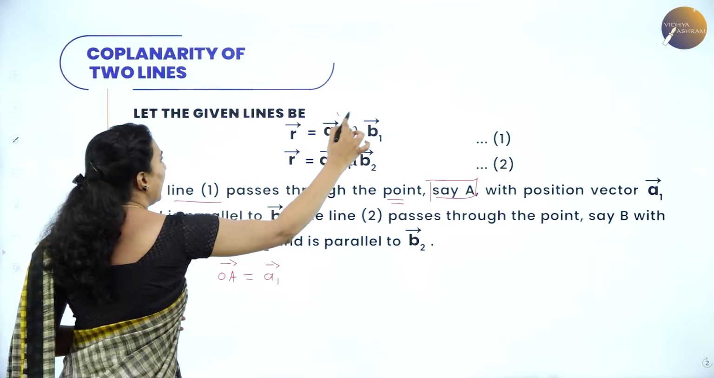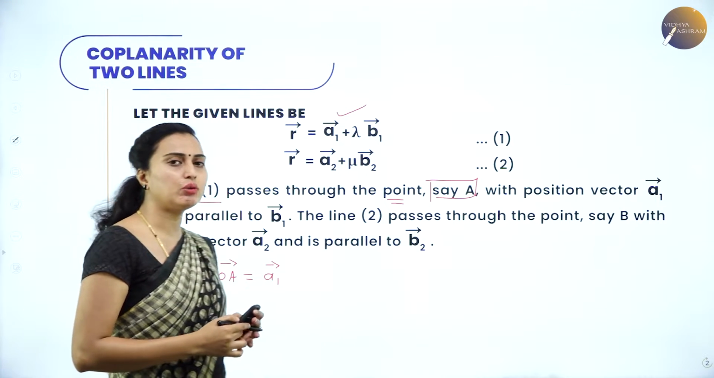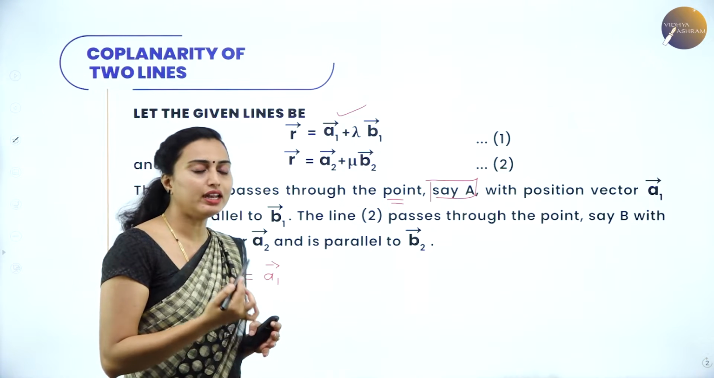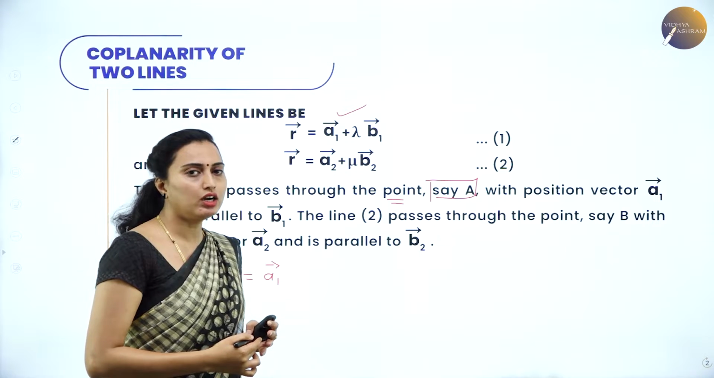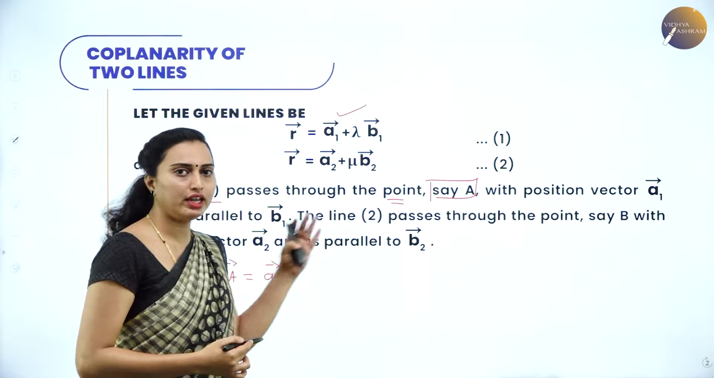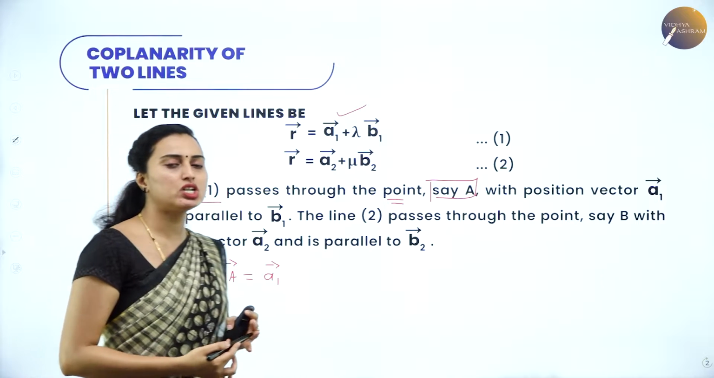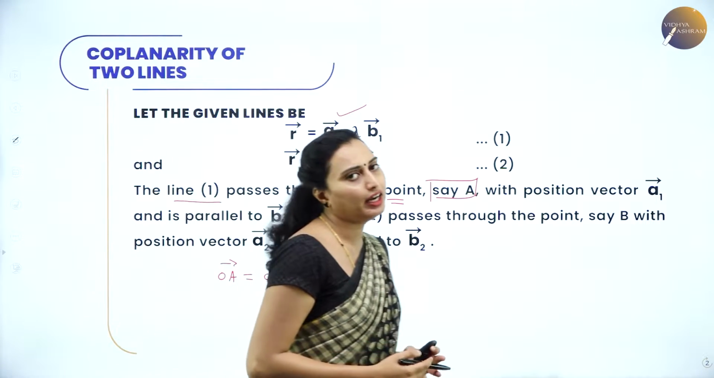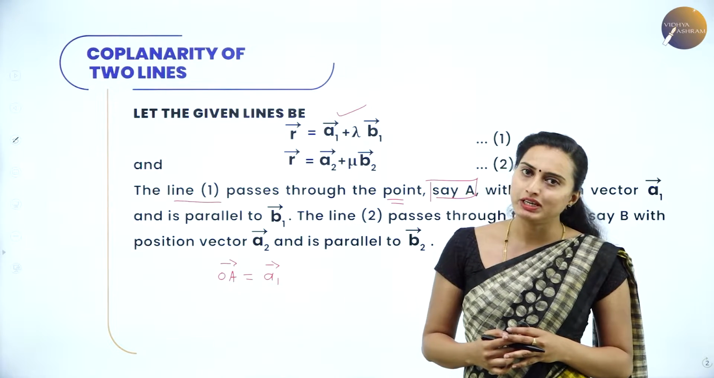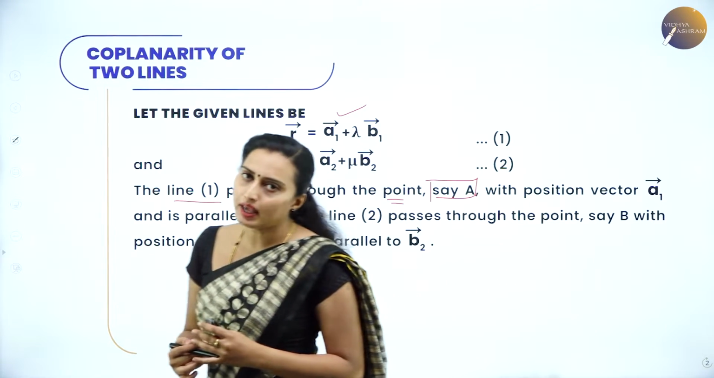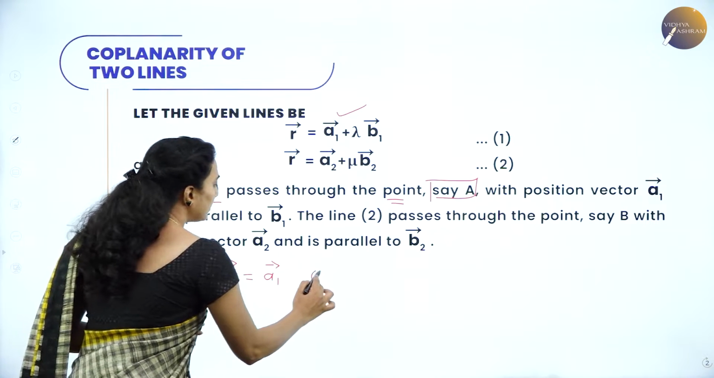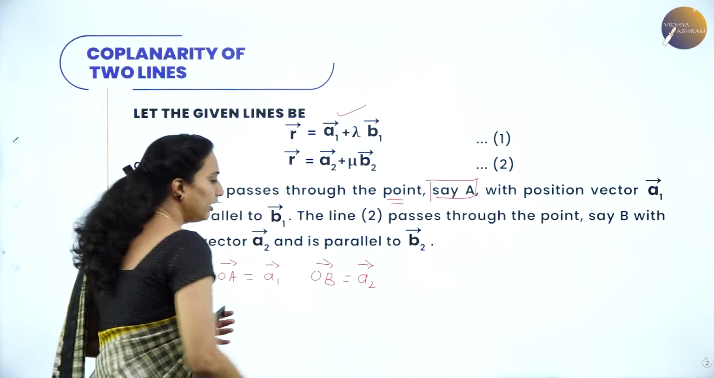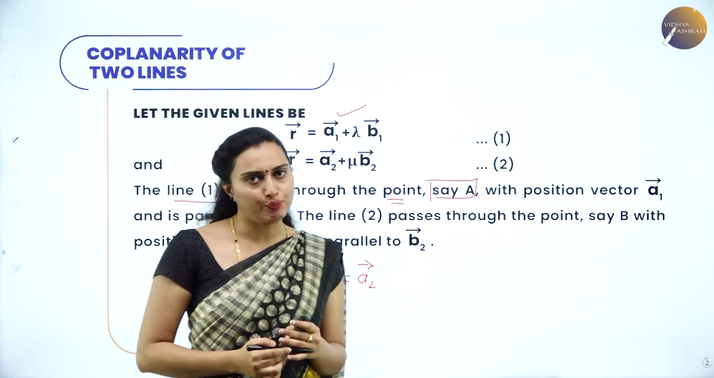So that is how I have got the equation R vector is equal to A1 vector plus lambda into B1 vector. Similarly, the line L2 passes through the point B. I am going to take that point B, and its position vector will be equal to A2 vector, and that line will be parallel to B2 vector. So here OB vector will be equal to A2 vector. Understood? And this is parallel to B2 vector.